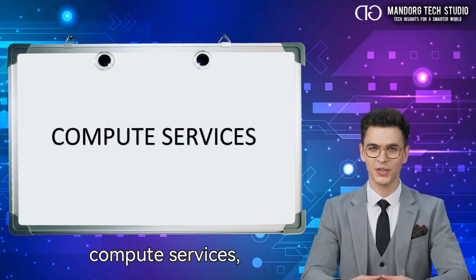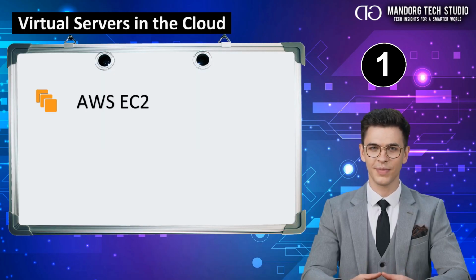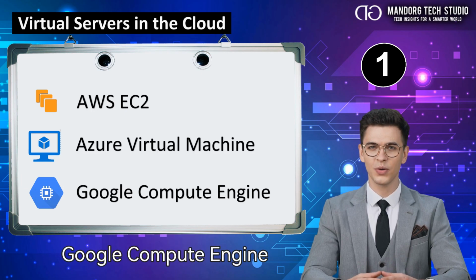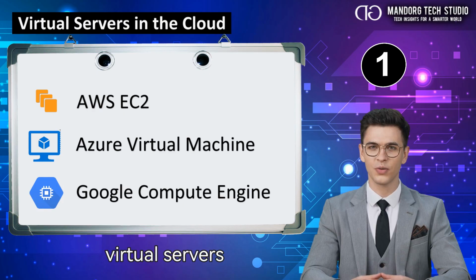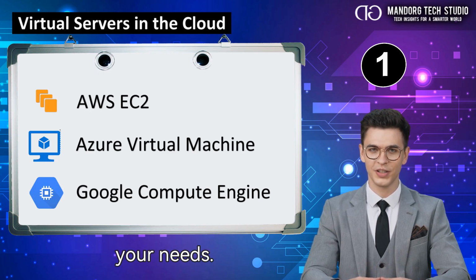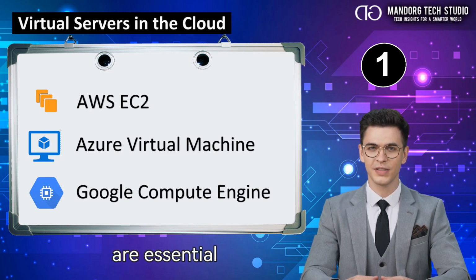Starting off with compute services. 1. AWS EC2, Azure Virtual Machines, Google Compute Engine. These are your virtual servers in the cloud. If you're building an application or a website, these services provide scalable, flexible compute power that grows with your needs. Virtual machines are essential building blocks in cloud computing.